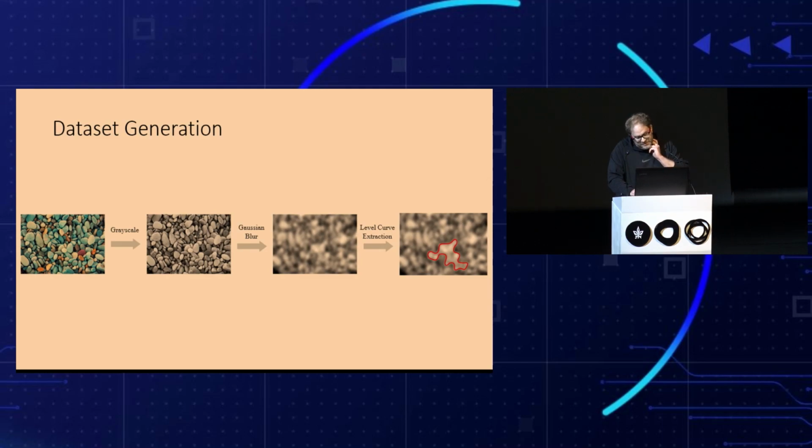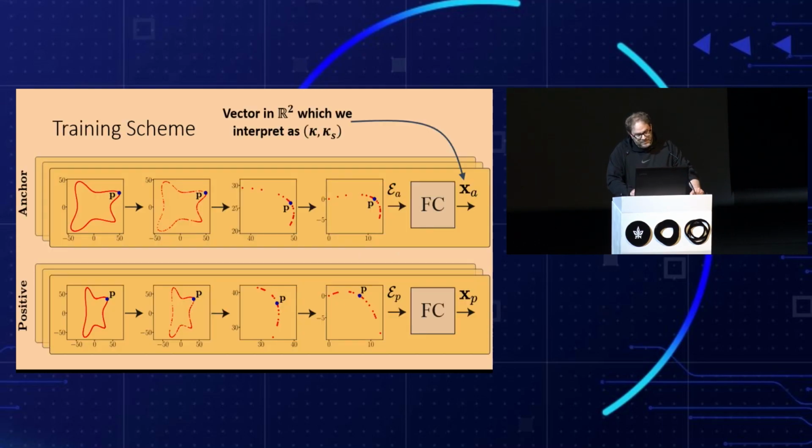So now that we have this data set, we designed a multi-head Siamese network, fully connected, that will approximate the kappa and kappa S at a given point on a curve. And how do we train this network? Well, we train it in a self-supervised manner with training tuplets which are built from anchor, positive and negative examples. So we use a contrastive approach.